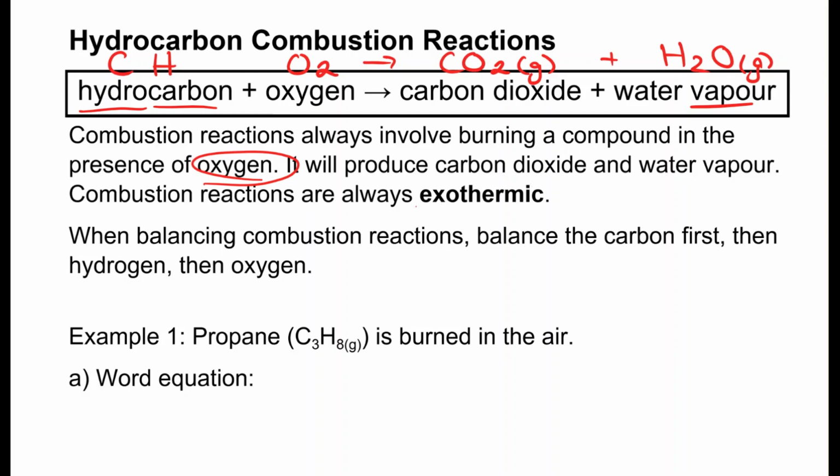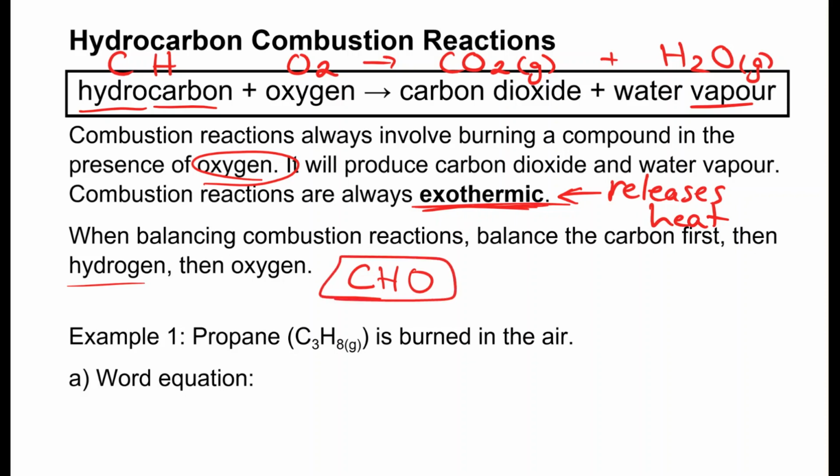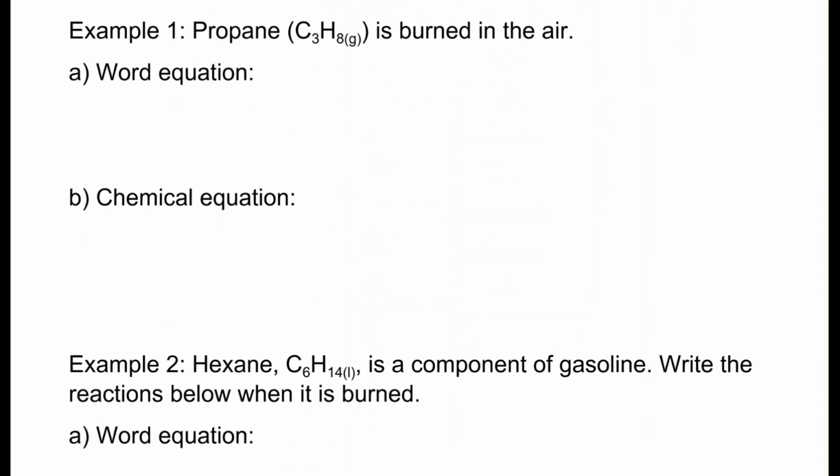Combustion reactions are exothermic. Remember, that's when a reaction releases heat or energy. What's the opposite of an exothermic reaction? Yeah, you're right, an endothermic reaction. When balancing combustion reactions, like we're going to do in a second, balance the carbon first, then the hydrogen, then the oxygen. This is the order we're going to balance in. You could probably do this simply by yourself, but it's good to be explicit about it. Okay, let's write down our first chemical reaction.